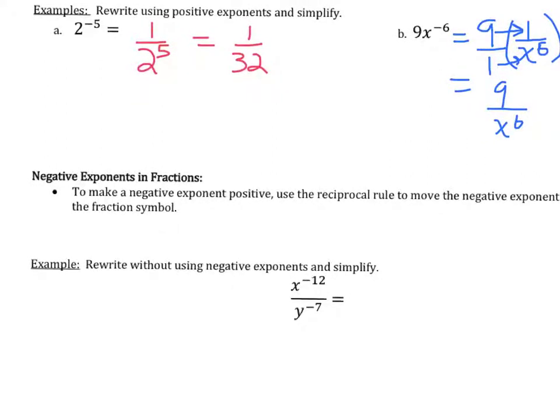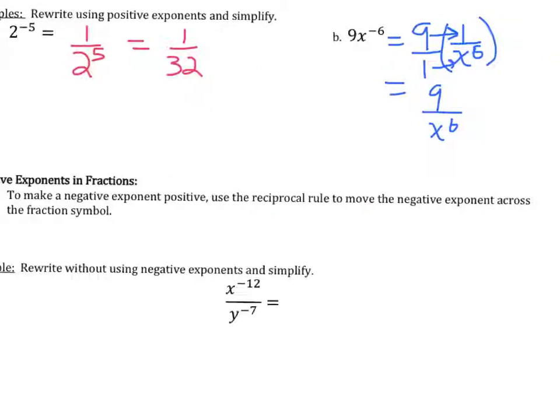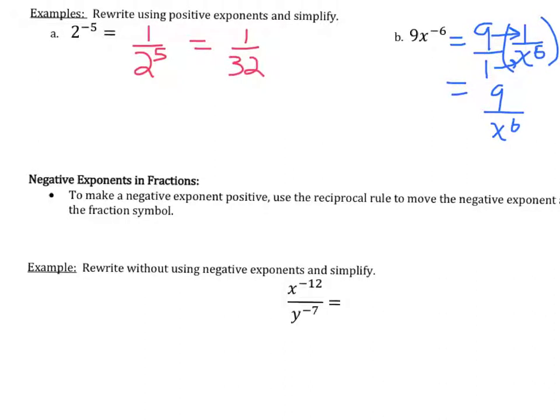I wrote this statement here. It says to make a negative exponent positive, kind of like what we did up here and over here, use the reciprocal rule to move the negative exponent across the fraction symbol. Like what we did here, if you think of this 2 to the negative 5, remember, you can always write anything whole over 1. And so if I want to make this a positive exponent, then I move the number with the negative exponent to the denominator like I did right there.